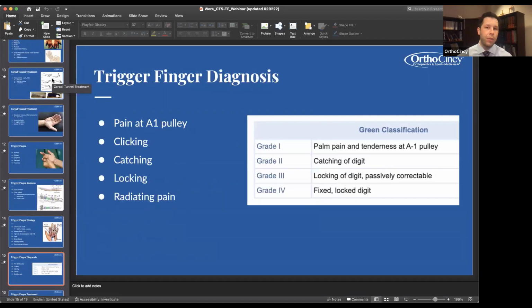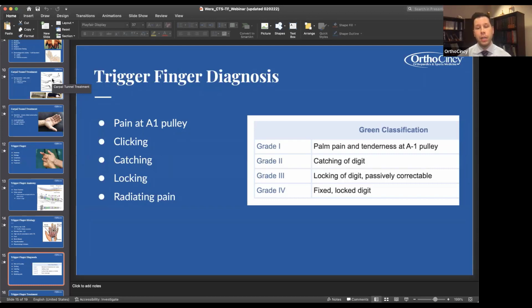So how do we diagnose trigger finger? Again, it's on physical exam. A lot of people will complain of pain at the A1 pulley, right? Basically where the finger meets the palm. And people will report clicking or catching or even locking when the finger gets stuck in the palm. And then this is obviously painful, so people complain of pain.